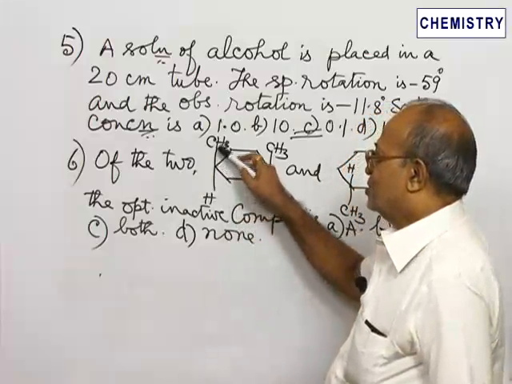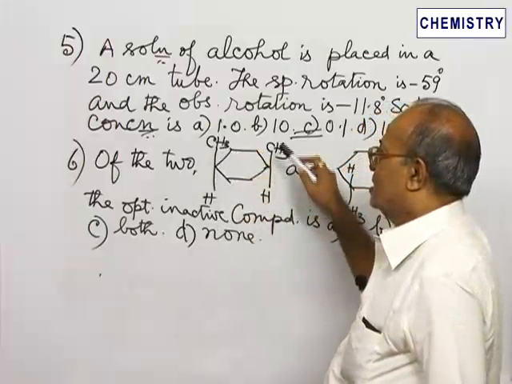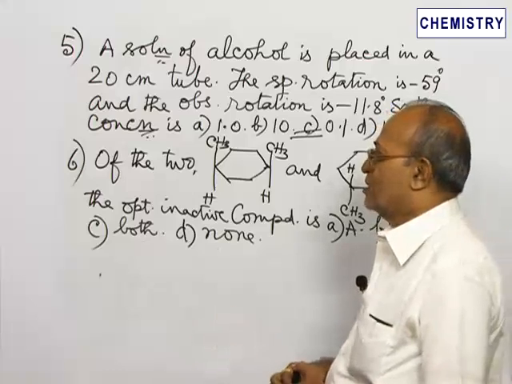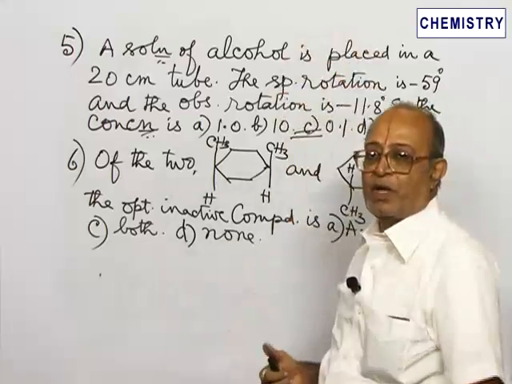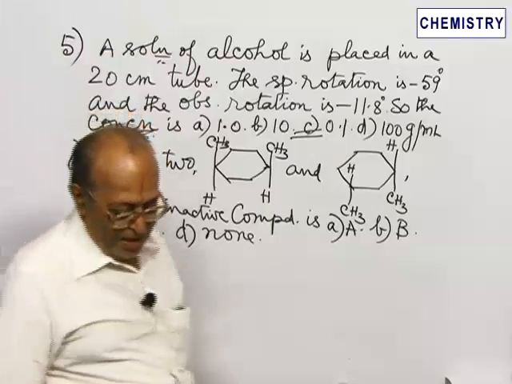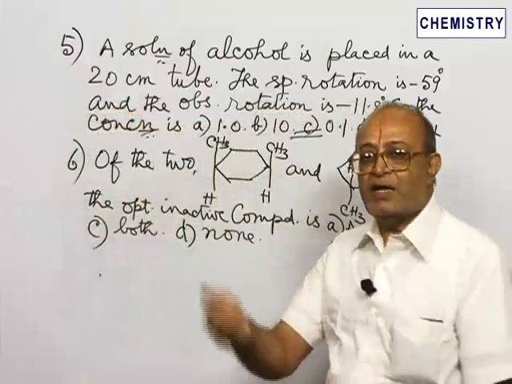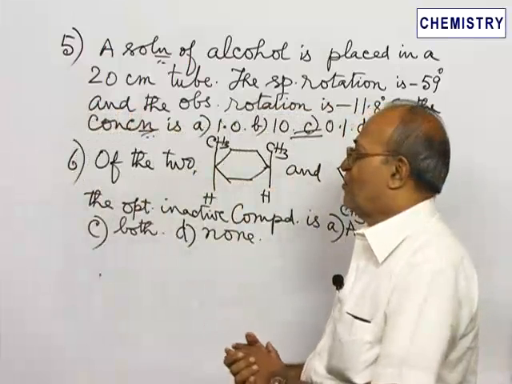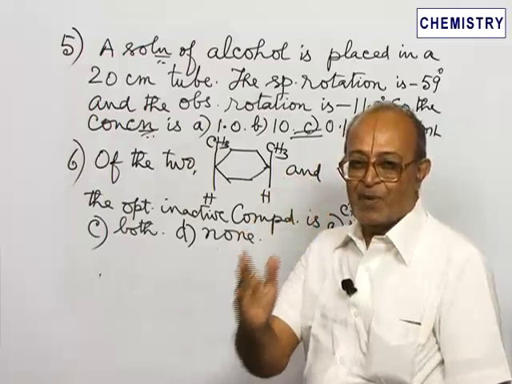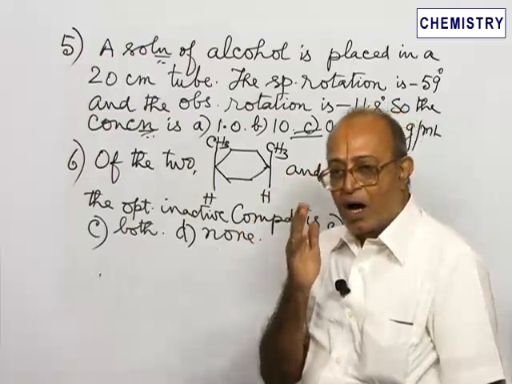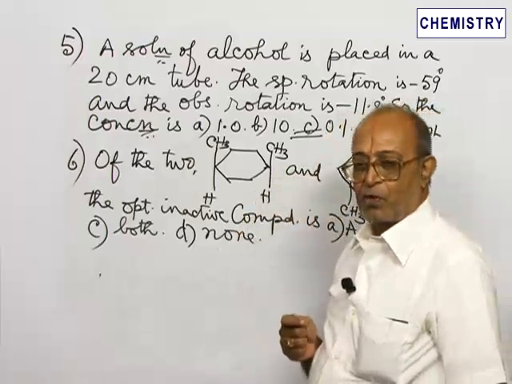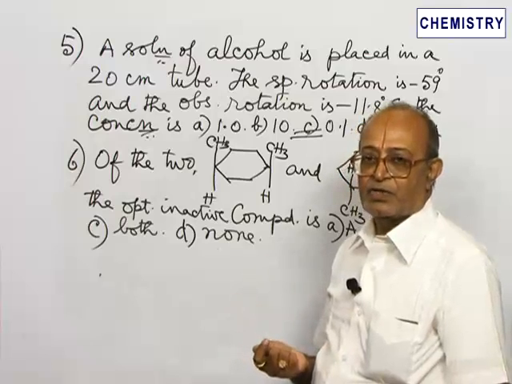That is, CH3 above the plane, here also CH3 above the plane, so similar groups lying on the same side, either above or below, will be cis. This is also the same, cis. But here you notice, as we have already seen in the discussion of optical activity, if within a molecule there is a plane of symmetry, or if there is a center of symmetry, then that molecule will not exhibit optical isomerism.